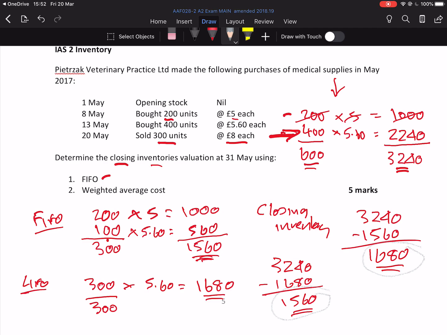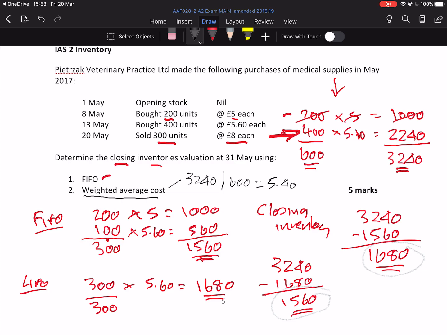The other one which you need to do is what they call the weighted average or the weighted cost. So this one is just another method, but this time all we do for the weighted cost is we do 3,240, which is the cost of the stock, divided by the 600. Okay, so 3,240 divided by 600. Let me just work that out anyway. I'm not going to round it up or round it down because it's easy. 3,240 divided by 600 equals, it actually works out to be £5.40.